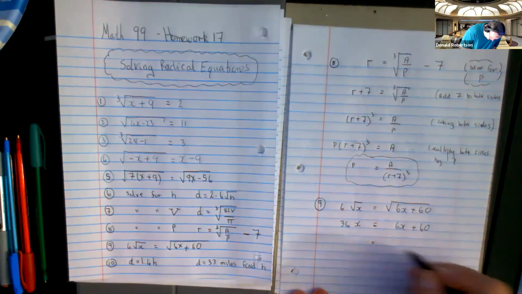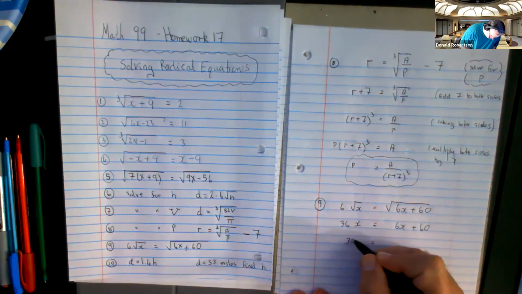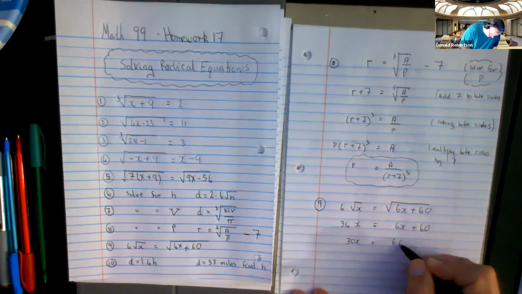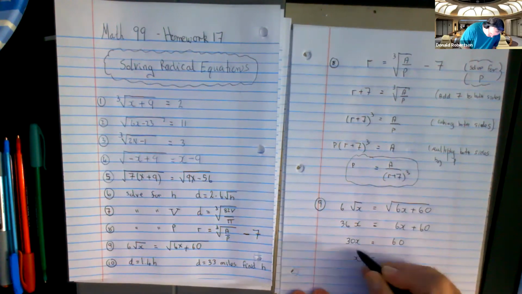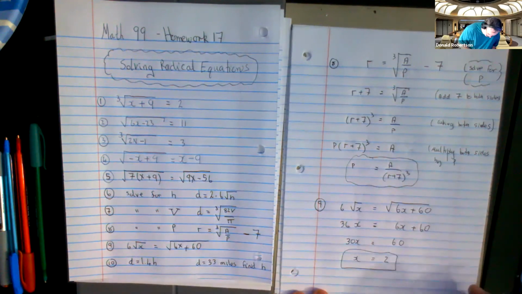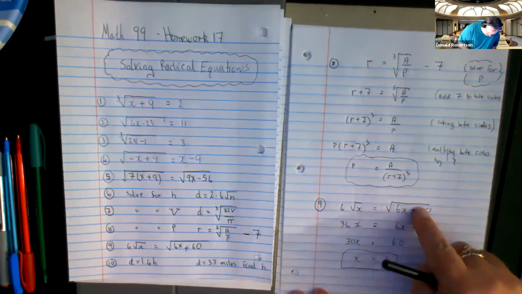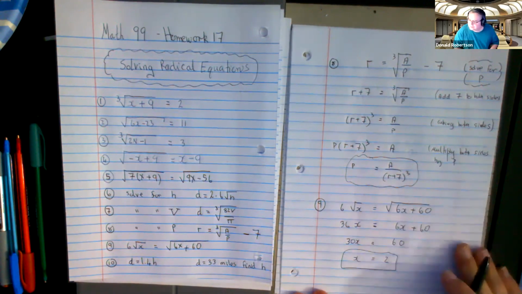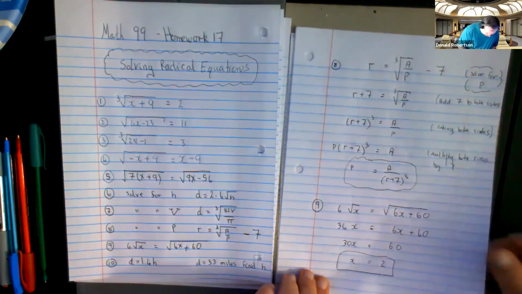Minus 6x. So we get 30x is 60. And then I'll do the next bit because it's easy. Divide both sides by 30. And you've got your solution. And I've checked it, and it works. So we know it's good.